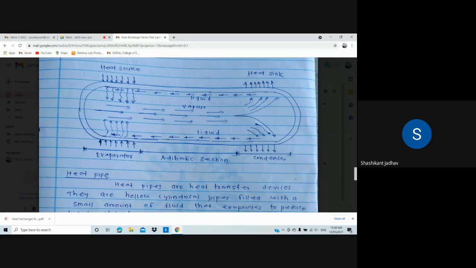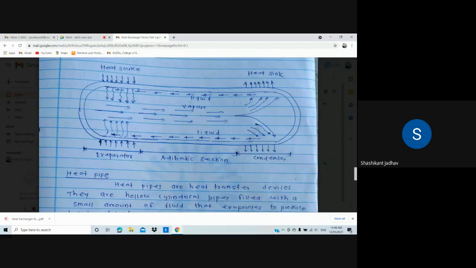Okay, so that heat is absorbed by that particular liquid, and because of that heat absorption what will happen? That liquid is converted into vapor. Okay, that liquid is converted into what? Into vapor. And what will the vapors do? They will move in the upward direction. Their weight is less as compared to the liquid. Vapors having less weight, so vapors are moving in the upward direction.